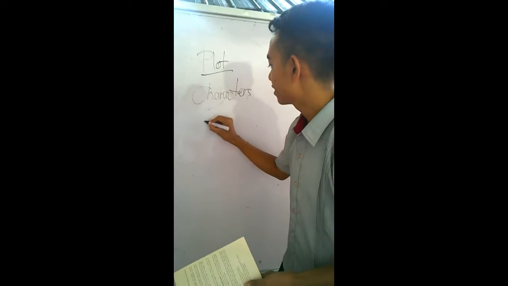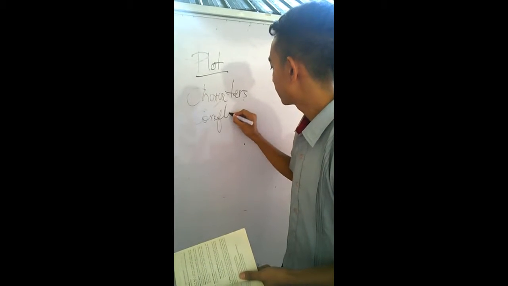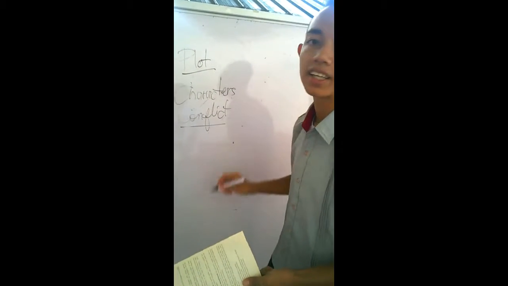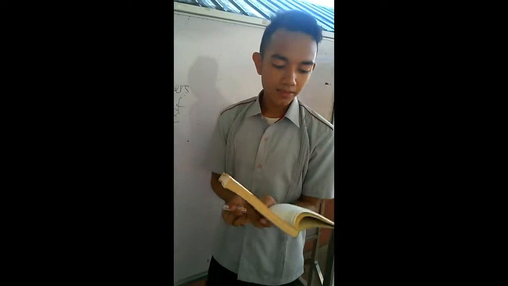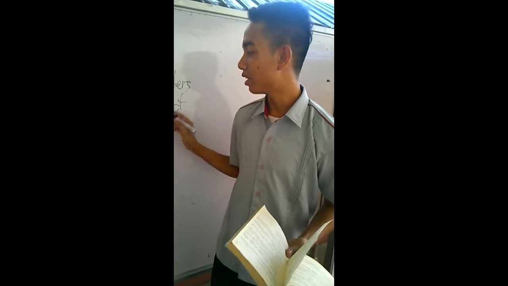We have conflict. The conflict is the struggle between two or more characters in a short story. This is where the protagonist and the antagonist clash together, and it results in conflict. There are two general types of conflict: the external conflict and the internal conflict. In external conflict, under it we have three.